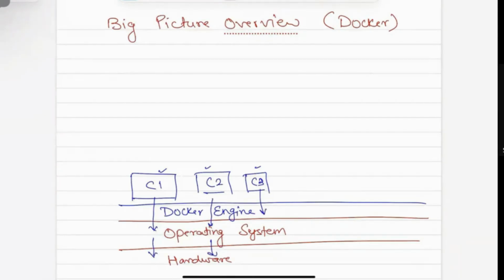What the Docker engine does is provide all the necessary support for these containers to run. Containers get an illusion that they are running on a particular hardware. So it's the Docker engine that is taking responsibility of these containers. So these are our containers.